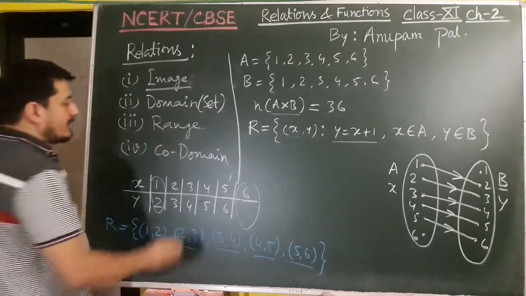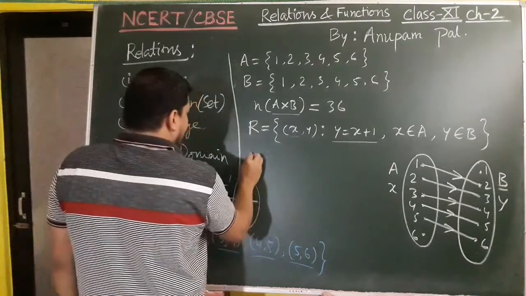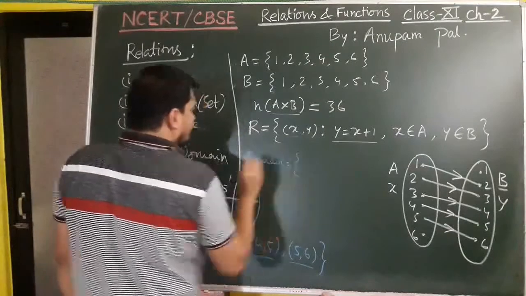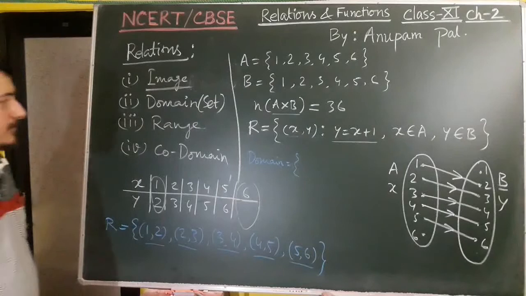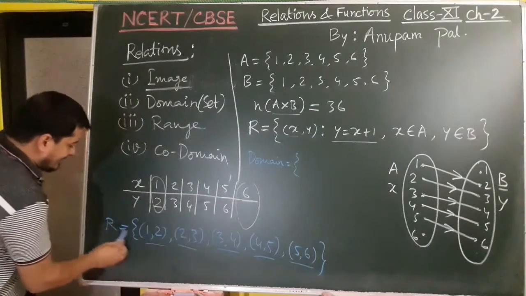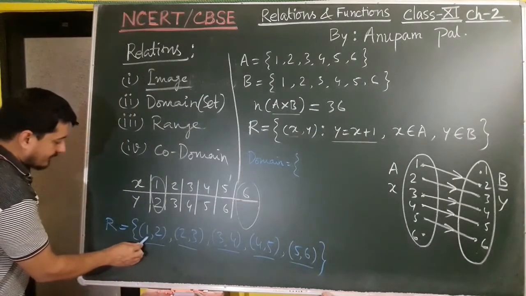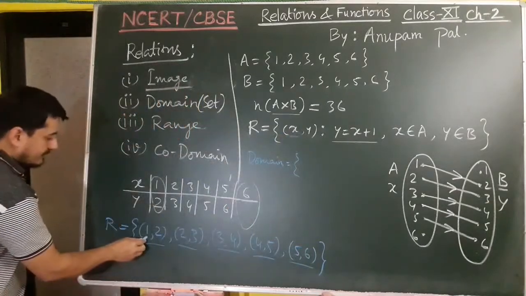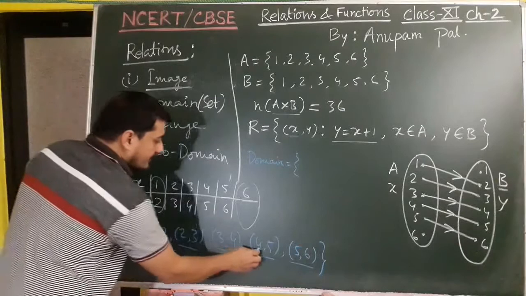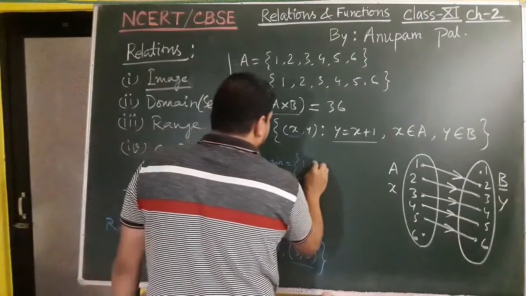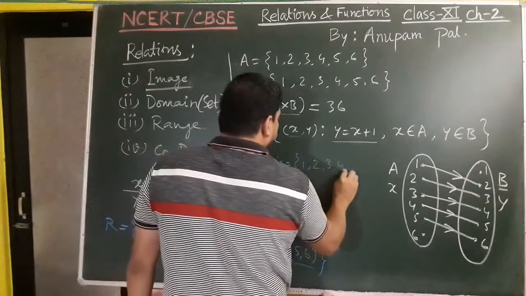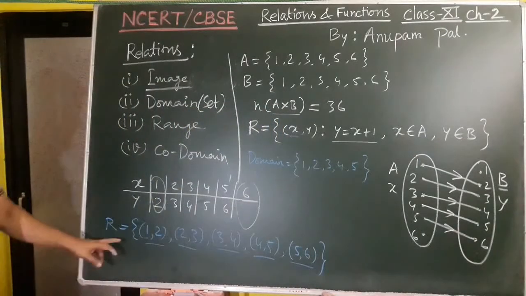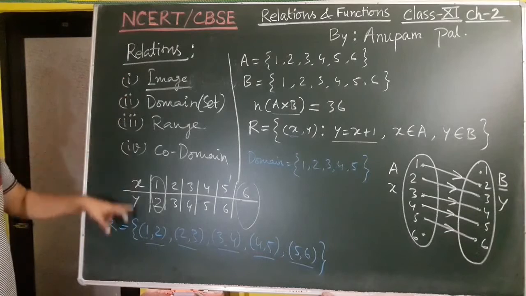Okay, this domain is a set, so I shall write it here, domain. Domain is the set of all first elements in this relation. So the set of all first elements, this one, this X. So this will be 1 2 3 4 5. So this is the domain of this relation.